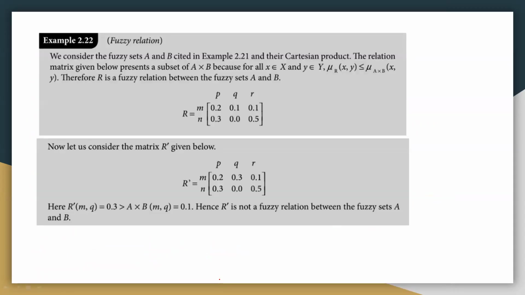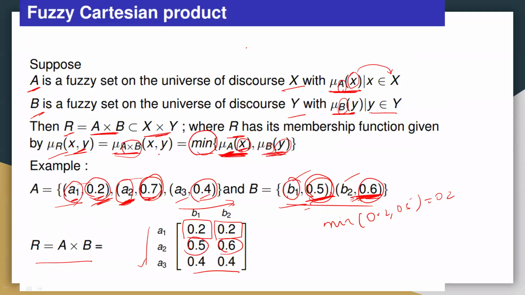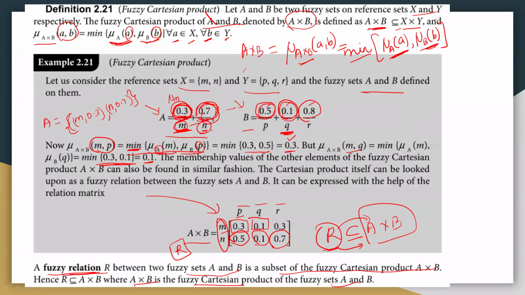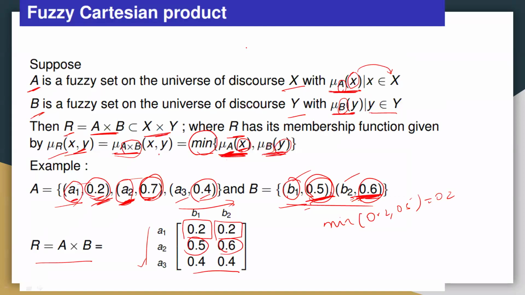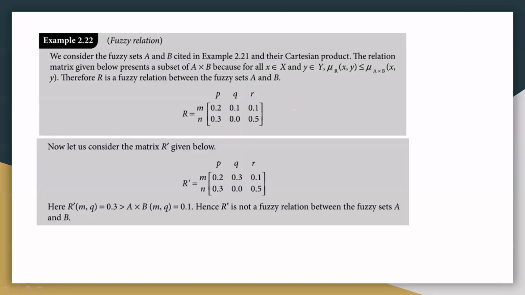Now you can see here, we consider fuzzy sets A and B cited in example 2.21, that is in the prescribed textbook. A and B were given and we had m, n and p, q, r. So if you're looking at this example and their Cartesian products, what they have described here is the relation matrix given below, a subset of the Cartesian product of A cross B.